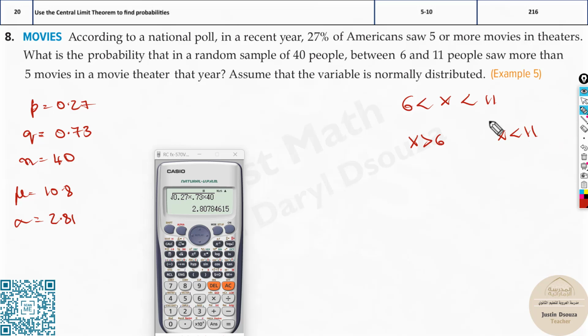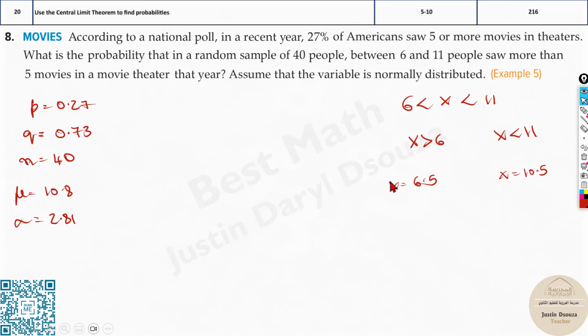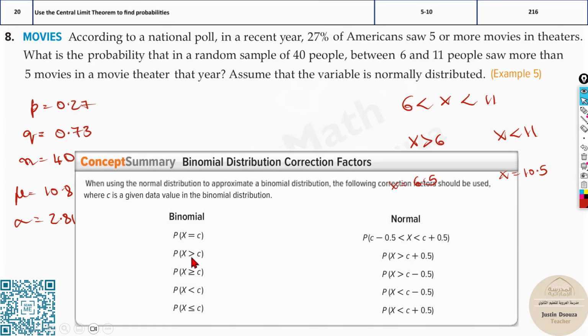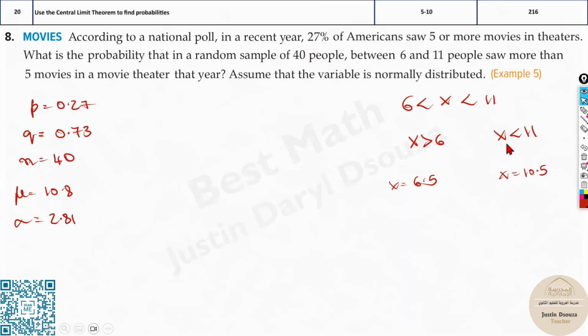Now what next? We need to use the correction factor. If you recall, the correction factor over here: x is greater than 6, so this is going to be 6.5. We have to consider x is 6. For less than, x will be 10.5. If you don't recall, I'll just show you over here. The table is there. See, x is greater than 6, right? We add 0.5 because it's greater. When it's less, we subtract. So this is the thing. Whereas if it was at most and at least, it changes. There are both changes, which we'll see in the later problem.